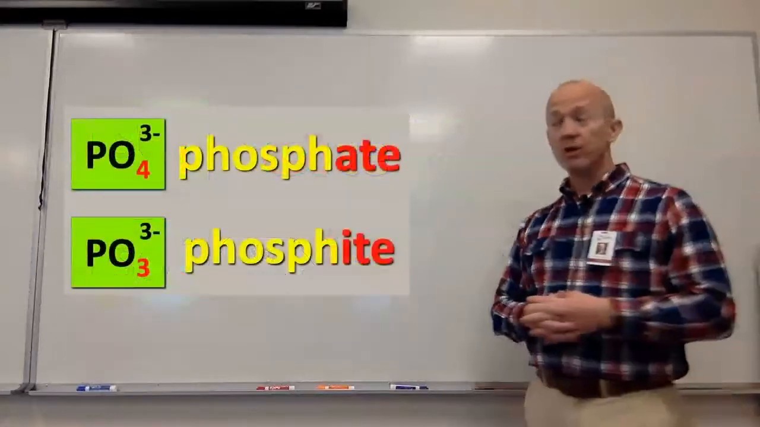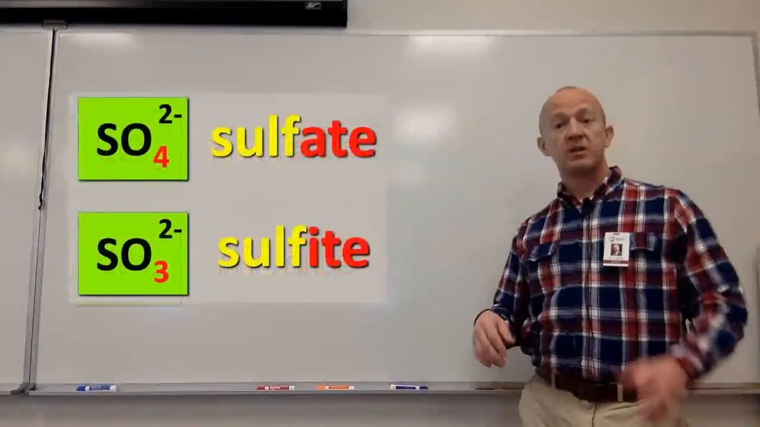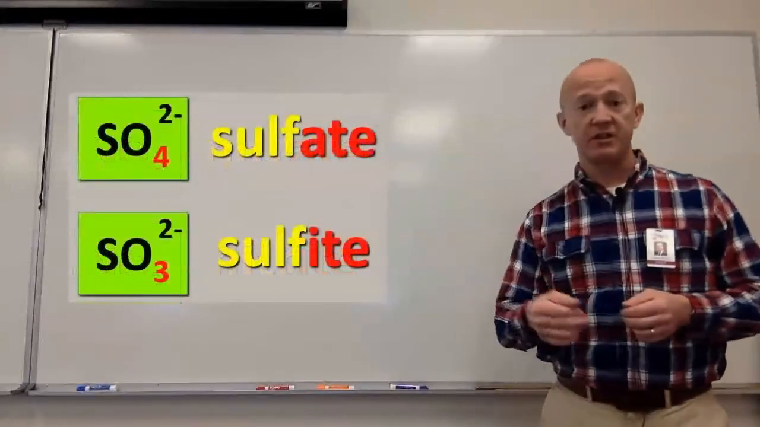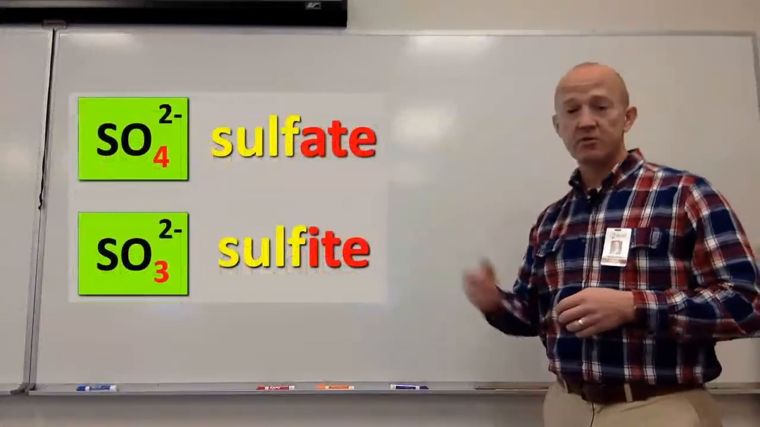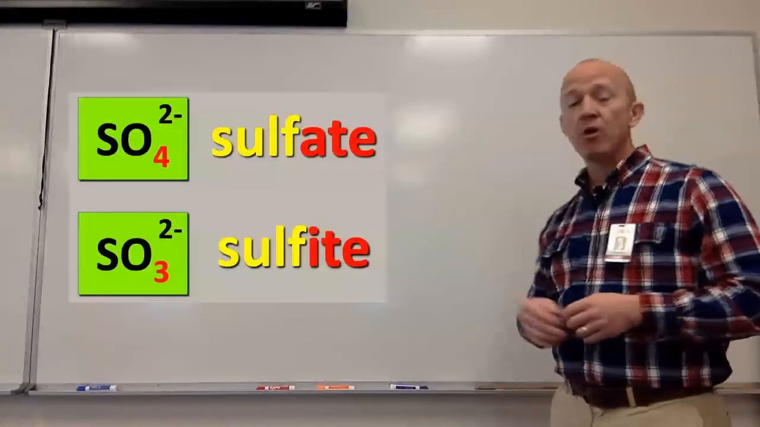How about that? We also see this in phosphate, phosphite, nitrate, nitrite. So anytime you have 2 oxy-anions that look very similar, like SO4 and SO3, you'll know which one has the ATE ending because it will have more oxygens involved.